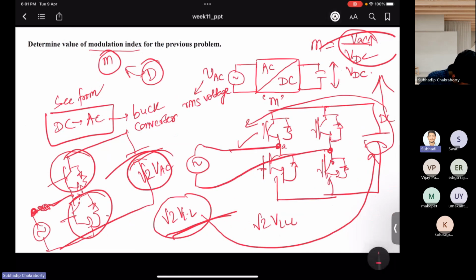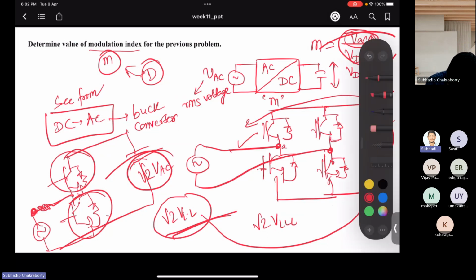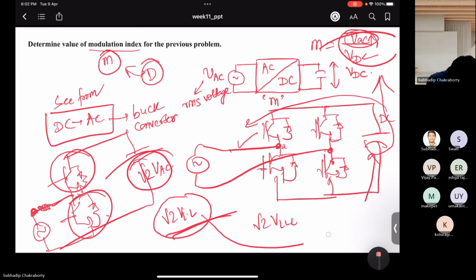So what is the value of M? Yes, any one of them. So this is, I can tell. What is V_AC peak? Can anyone tell me? Fundamental. Okay, remember fundamental. So if I write somewhere here, just do with me, okay? If you get the answer, just tell me.